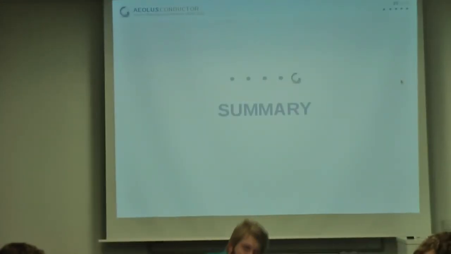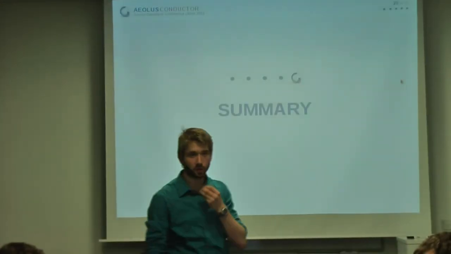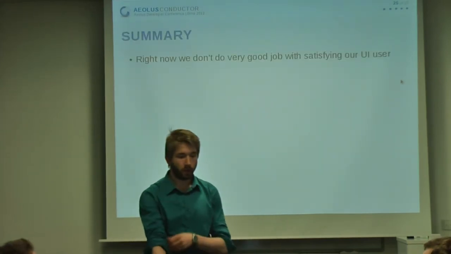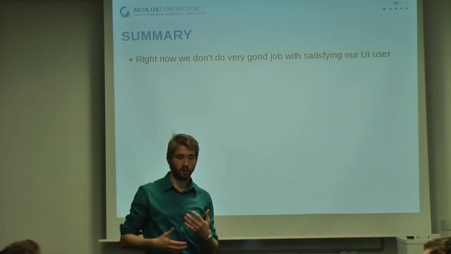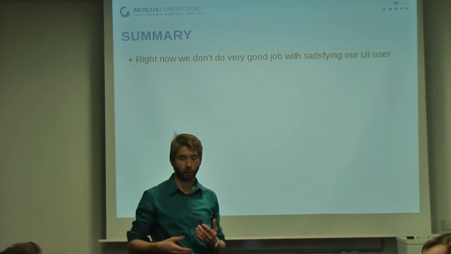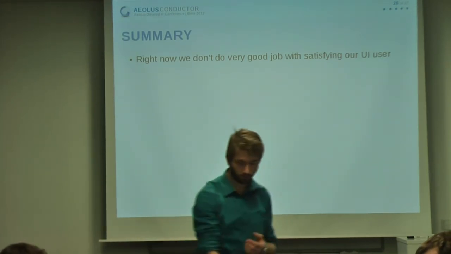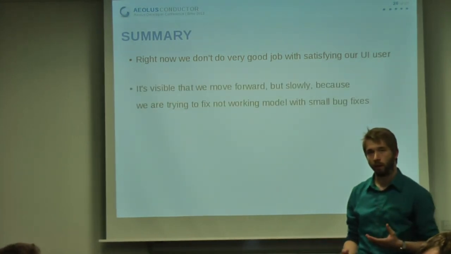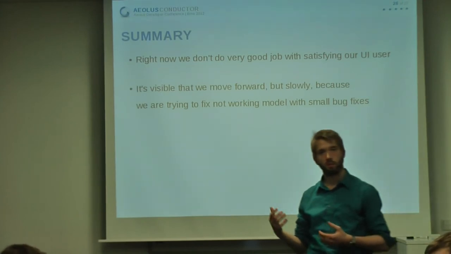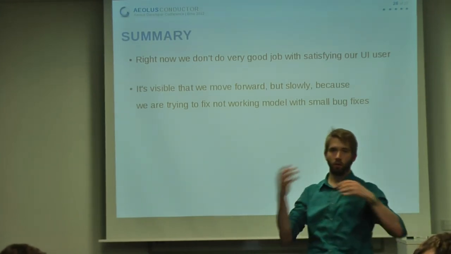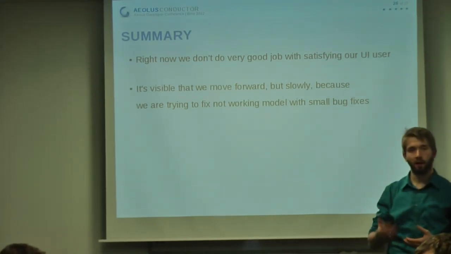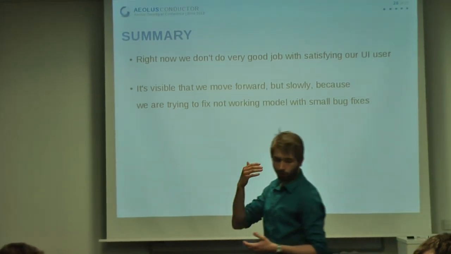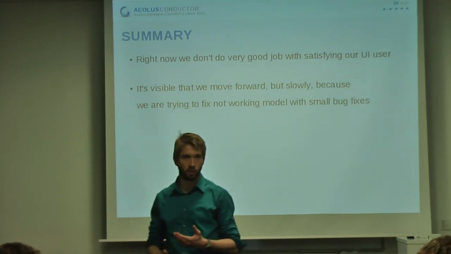And so, this is everything. I have just a short summary. Right now, we don't do a very good job with satisfying users from the user interface. It's visible that we move forward, but we move slowly, mostly by fixing bugs. We're moving faster by unifying the views for the Converge UI right now, but with fixing workflows and the structure, we do very small steps.